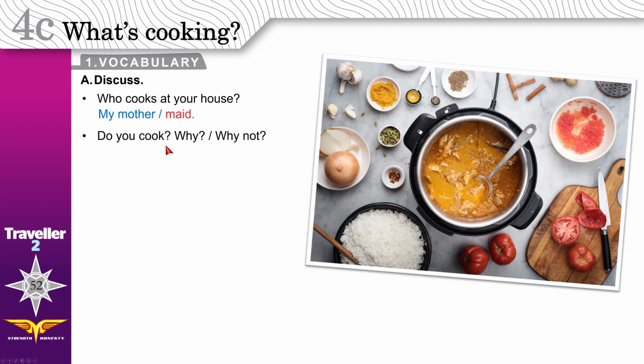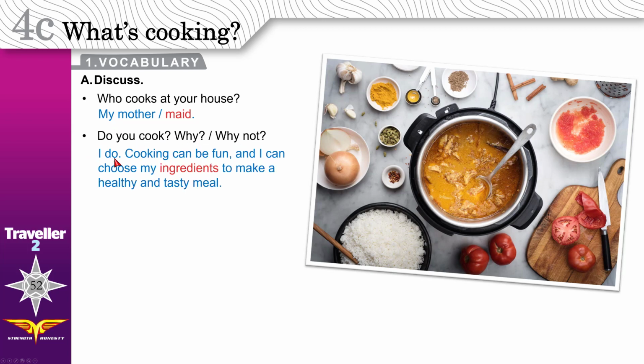Do you cook? If you say yes, why do you cook? If you say no, why not? Why don't you try it? I do. I cook. Why? Cooking can be fun and I can choose my ingredients. Ingredients? The food, the vegetables, the spices, the meat that you use to prepare your meal, to make a healthy and tasty meal.